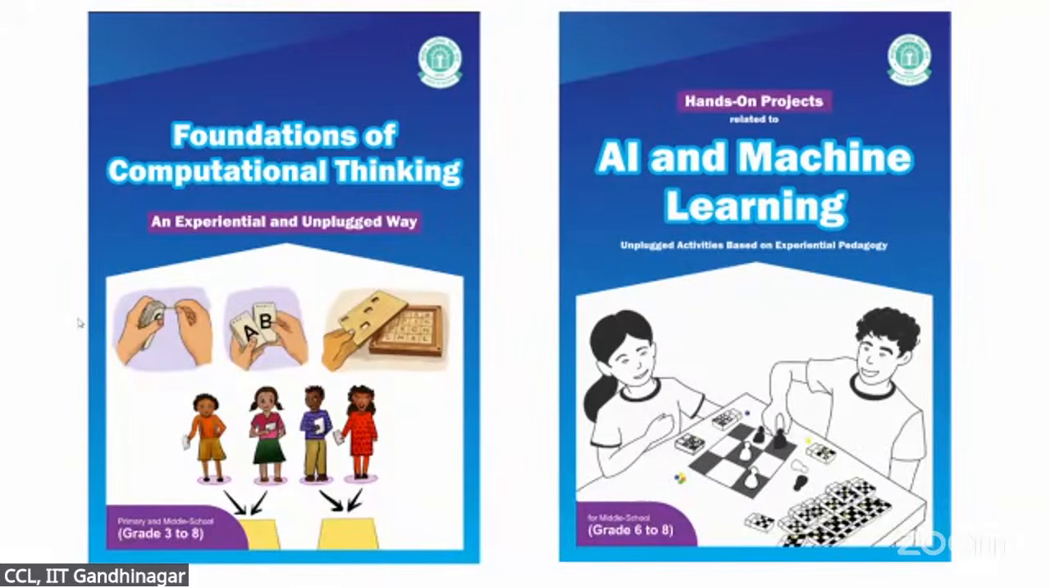So we are drafting this book where we are writing 30 chapters for different grades, starting from 3 to 8, with very hands-on, experiential activities to learn the foundation of computational thinking, and similarly for understanding AI and machine learning. We want to publish these books soon, and they will be freely available for anybody to access.